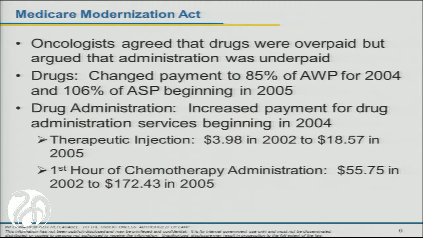Oncologists during this time period, probably prior to the enactment of the Medicare Modernization Act in 2003, certainly conceded that the drugs were overpaid. But they argued that overpayment was necessary to subsidize underpayments for drug administration and all of the services associated with providing oncology care in a physician's office.